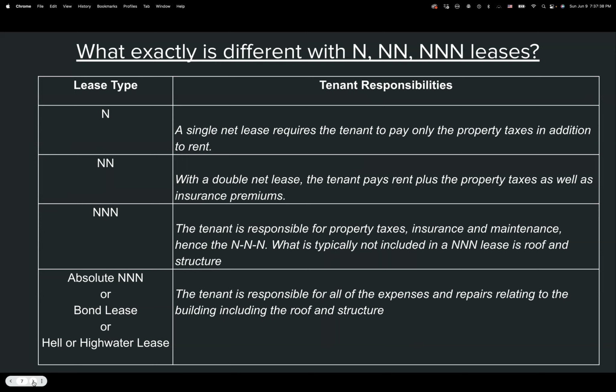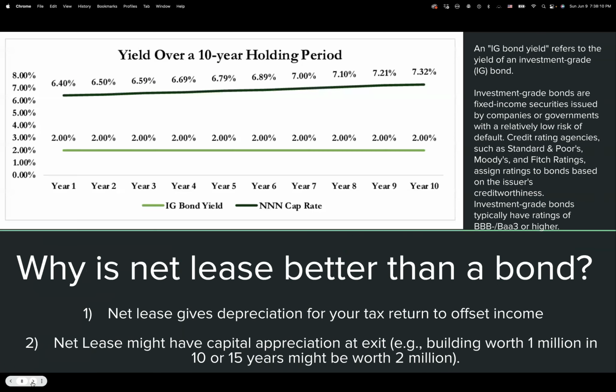On a triple net lease, the roof may not always be included in that, but it sometimes is. So it just really depends. And then you've got the absolute triple net, or the bond lease, or the hell or high water lease. And this is an interesting one because the tenant is responsible for all of the expenses and repairs relating to the building, including the roof and the structure, the taxes. They're responsible for everything. And if the building were to burn down, the tenant is still responsible for paying the rent in that sort of a lease. So it's a very interesting lease.